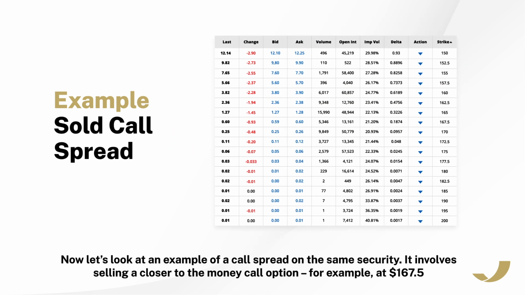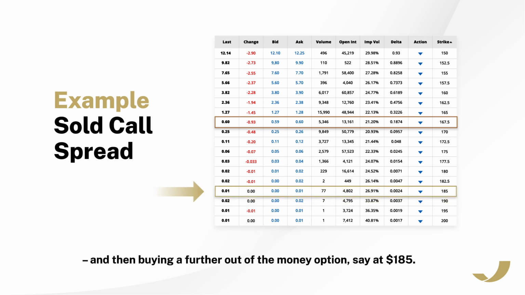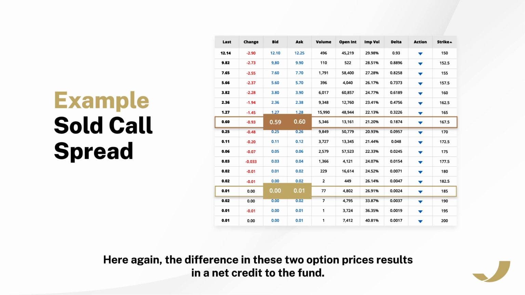Now let's look at an example of a call spread on the same security. It involves selling a closer-to-the-money call option, for example at $167.50, and then buying a further out-of-the-money option, say at $185. Here again, the difference in these two option prices results in a net credit to the fund.